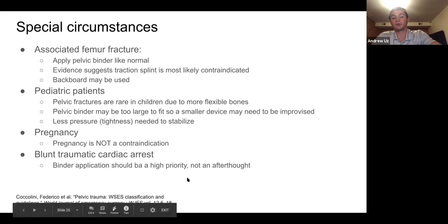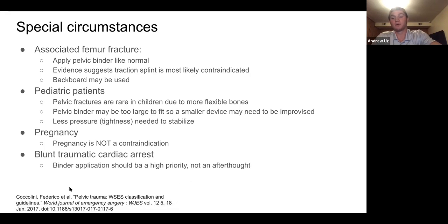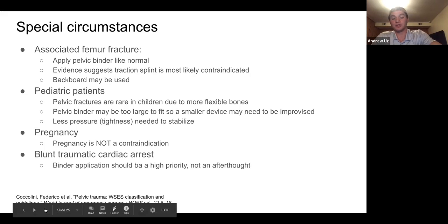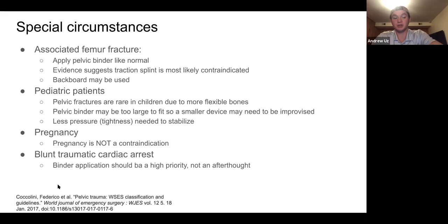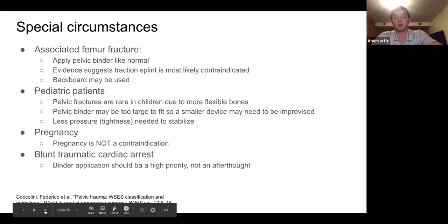So, consider the pelvic binder as kind of a way to stabilize that area. And there's a chance that it will help to stop any bleeding that's going on. It's pretty unlikely, but there's a chance.